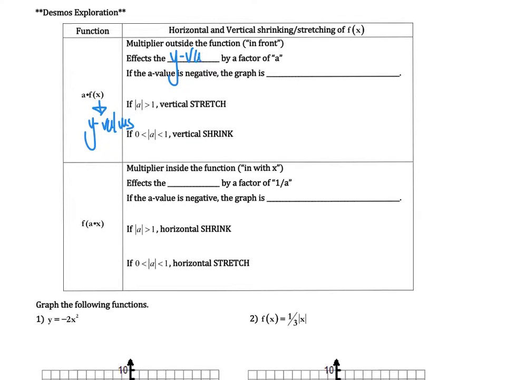Okay. And then remember that if the a value is negative, the graph reflects over the x-axis. It goes down for the y values. Okay. If the absolute value of a is greater than 1, it's a vertical stretch. If it's between 0 and 1, it's a vertical shrink.